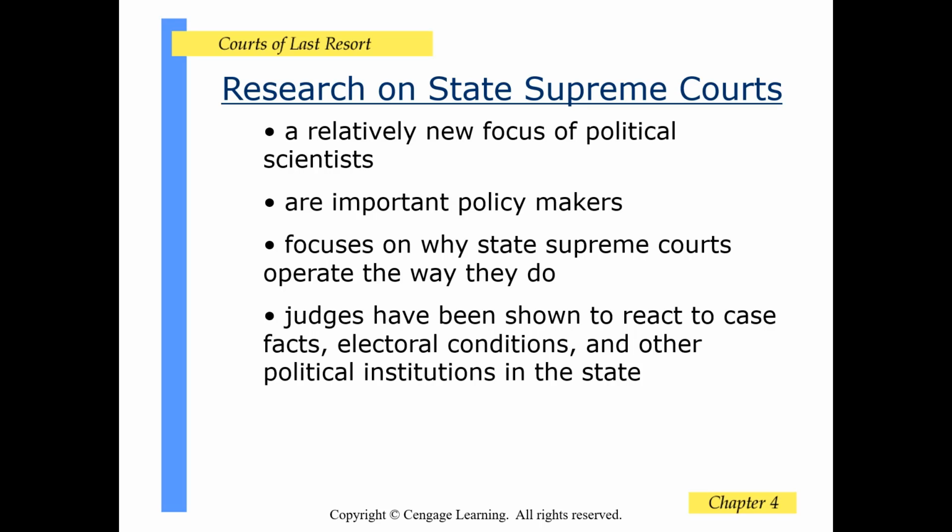Research on state Supreme Courts is a relatively new focus of political scientists. It's important for policymakers to understand how state Supreme Courts function. This research focuses on why state Supreme Courts operate the way they do, and has found that judges have been shown to react to case facts, electoral conditions, and other political institutions within the state.